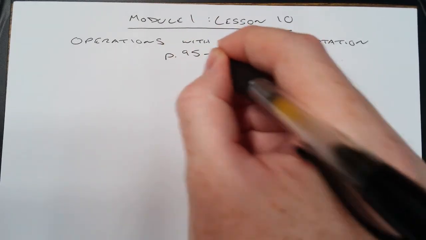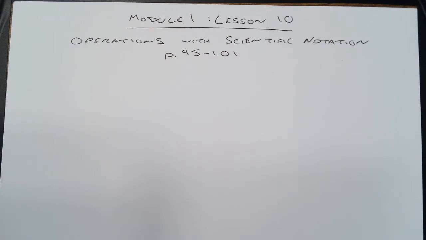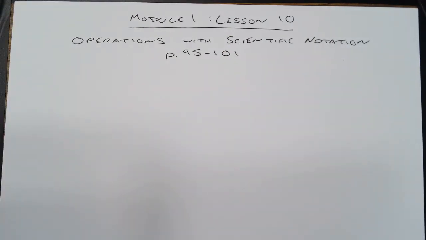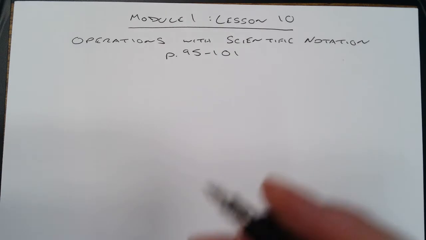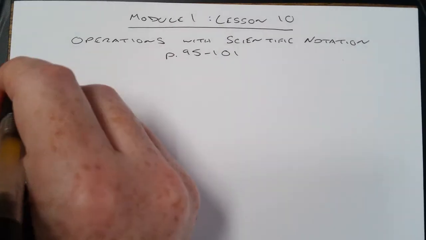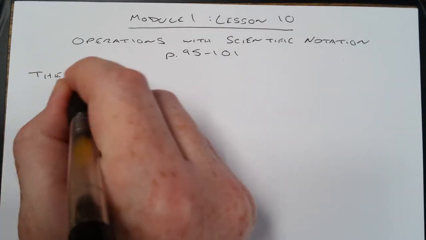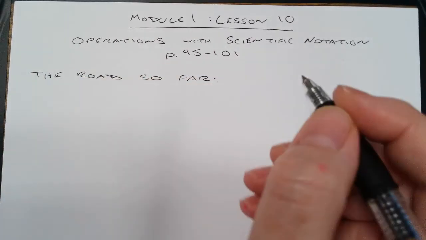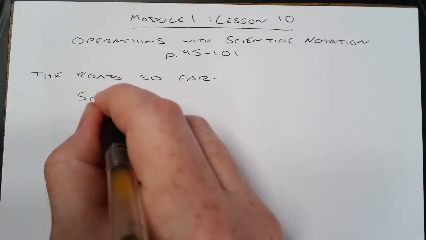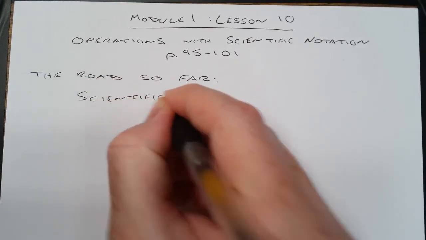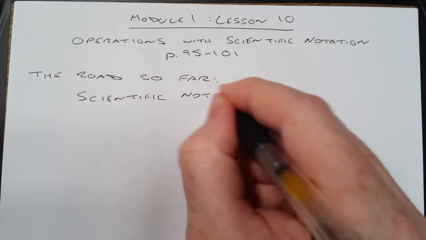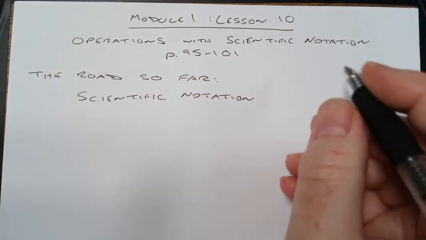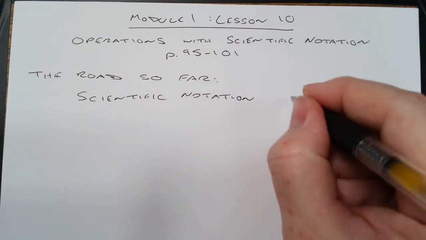You will need pages 95 through 101 in your book. Rip out those pages, or if you want, you can keep them in the book. It might also help you to have your notes out from the previous lessons about scientific notation. I will try to summarize them right here. The road so far about scientific notation. Having your notes or your notebook next to you is always a good idea, because old lessons help with new lessons.